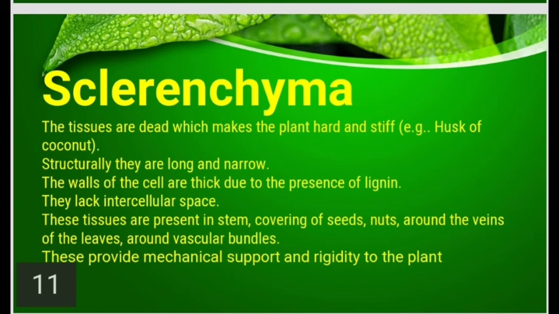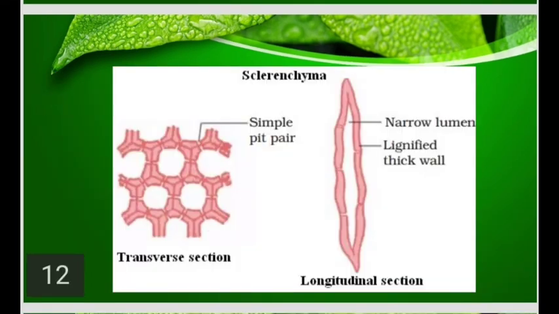They lack intercellular space. These tissues are present in stem, covering of seeds, nuts, around the veins of the leaves, around vascular bundles. These provide mechanical support and rigidity to the plant part. This is a diagram showing transverse section and longitudinal section of sclerenchyma.